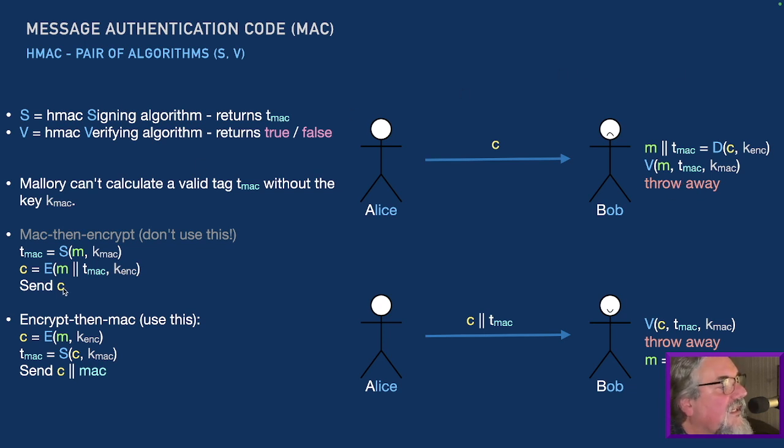But the second way here is better. Encrypt and MAC, then it works like this. First, encrypt the message, just as usual, get the ciphertext C. Then you calculate the MAC using the ciphertext instead as input and the MAC key. And then what you send over is the ciphertext and append the MAC. And why is this better?